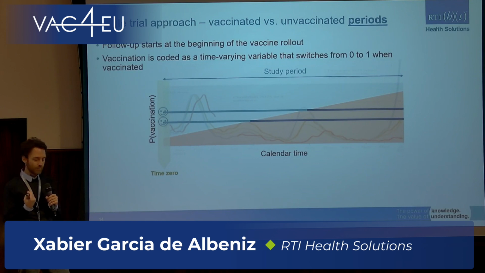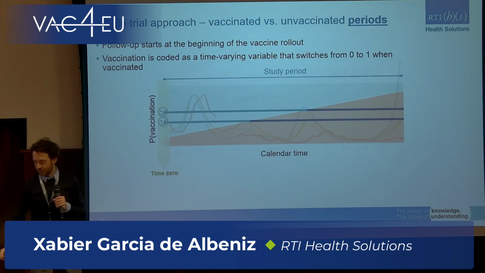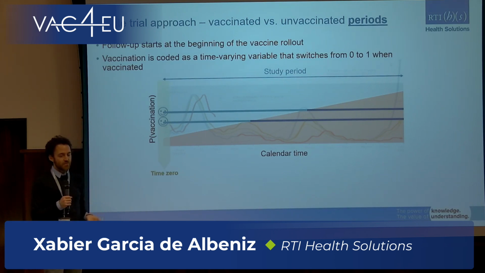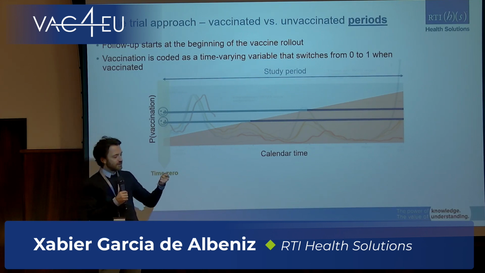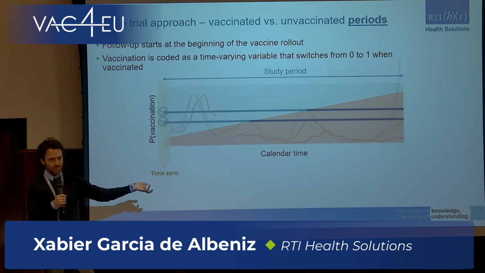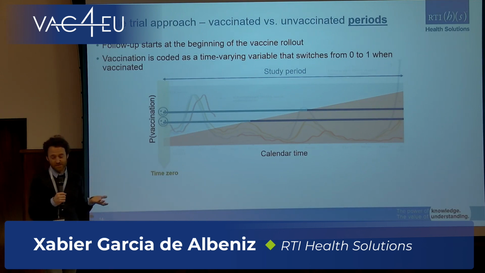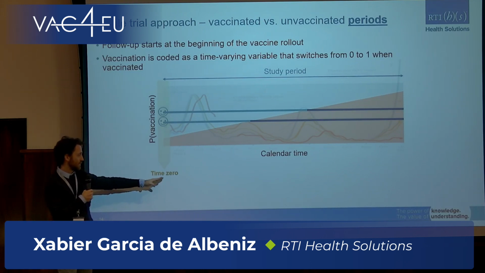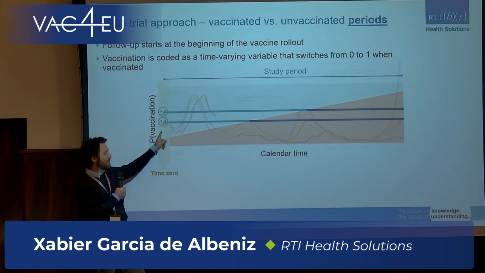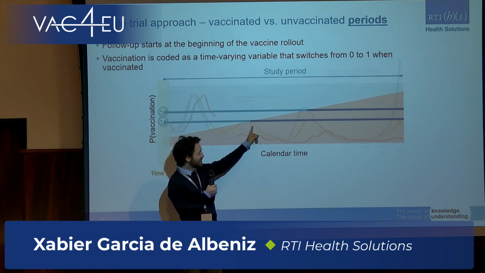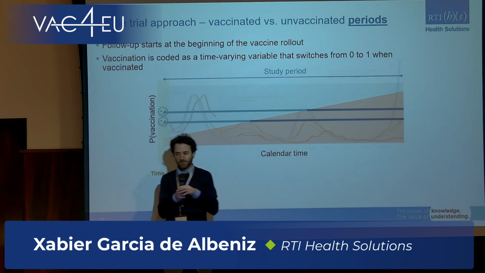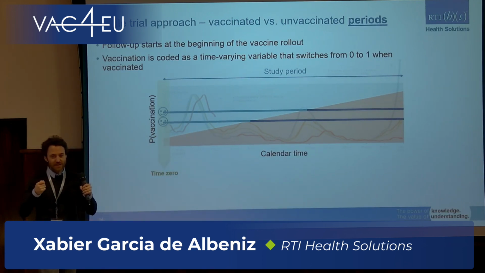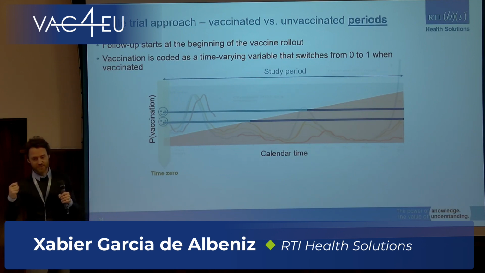Okay, now, some people might think, I'm not familiar with sequential emulation of trials. I'm more familiar with just treating vaccination as a time-varying exposure. And you can find this method in many pharmacoepi studies where there is only one time zero. You assess eligibility only once here, and then people can be unvaccinated for a period of time and then turn into vaccinated for another period of time, right? So vaccination is coded as a time-varying exposure that goes from 0 to 1 at some point, right?